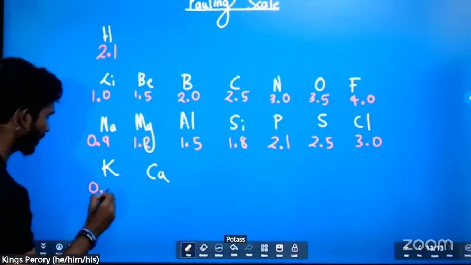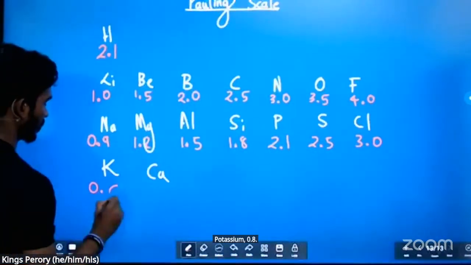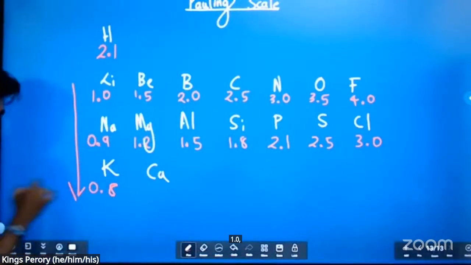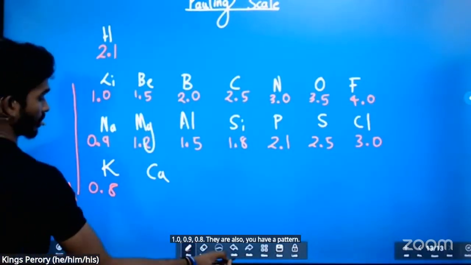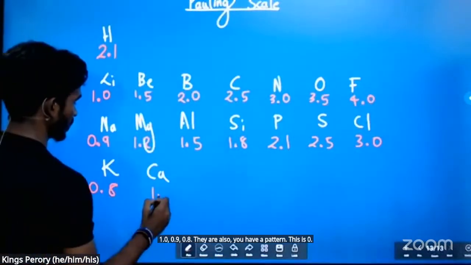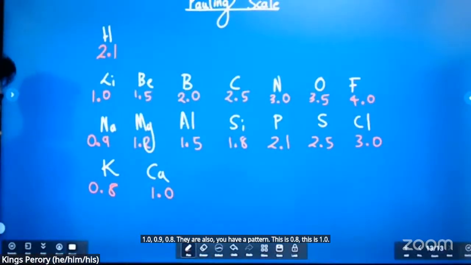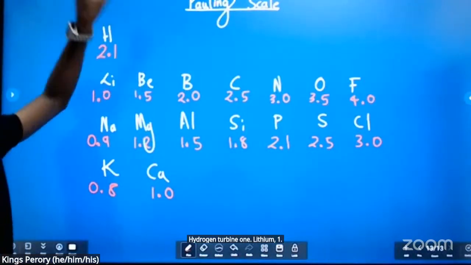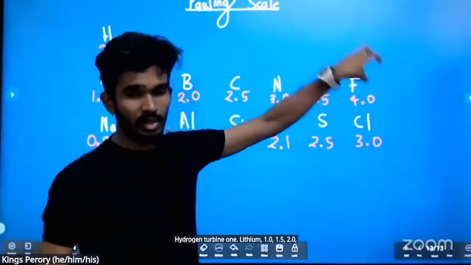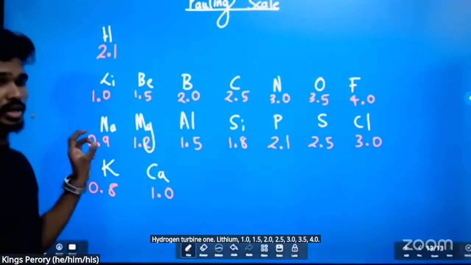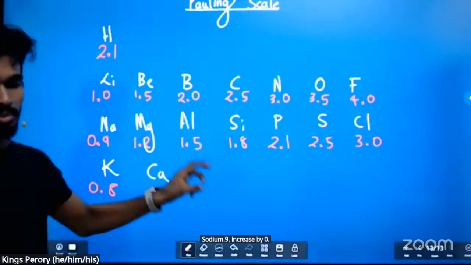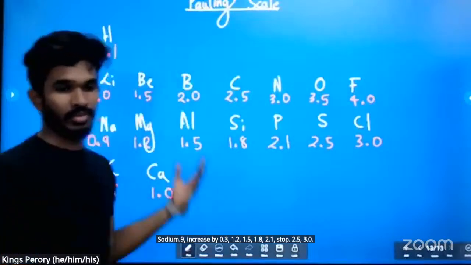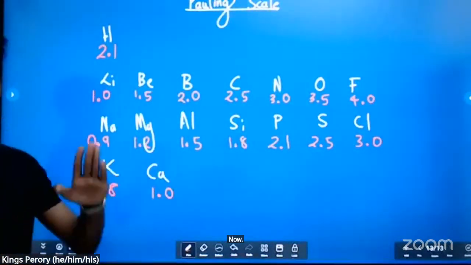Potassium 0.8. Look at the order here. 1.0, 0.9, 0.8. There also you have a pattern. This is 0.8. This is 1.0. Hydrogen 2.1. Lithium 1.0, 1.5, 2.0, 2.5, 3.0, 3.5, 4.0. Sodium 0.9. Increase by 0.3. 1.2, 1.5, 1.8, 2.1. Stop. 2.5, 3.0. Now 0.8, 1.0.